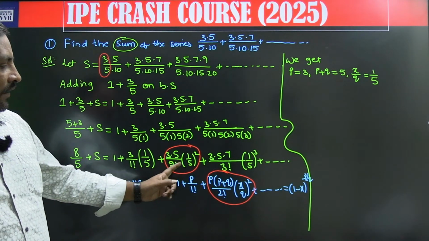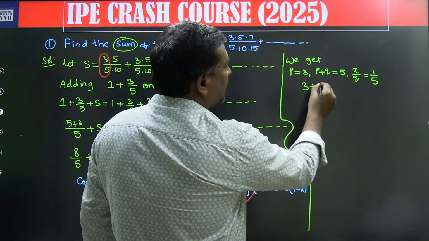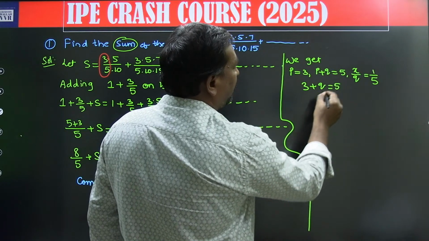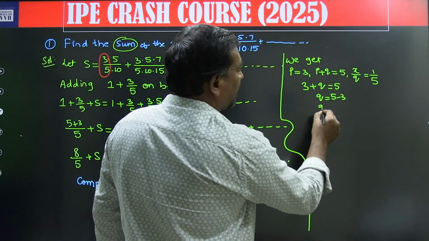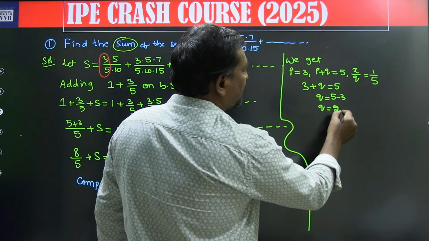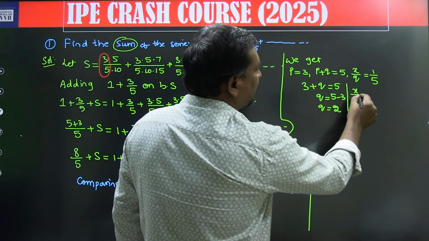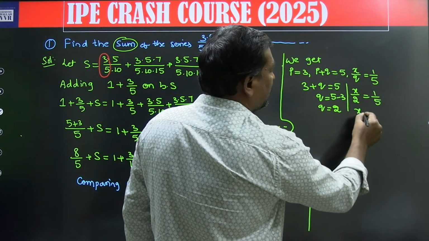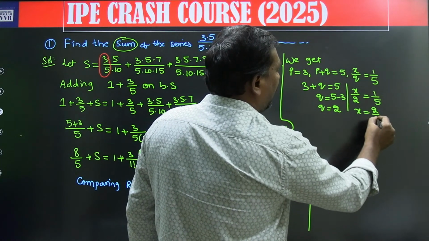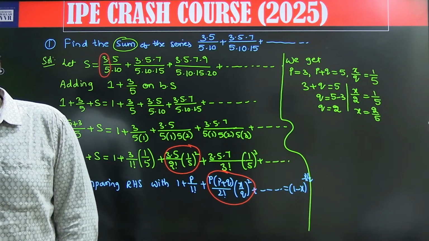So by comparing this, p equals 3, so 3 plus q equals 5, q equals 5 minus 3, q equals 2. And substituting this, x by 2 equals 1 by 5, so x equals 2 by 5.